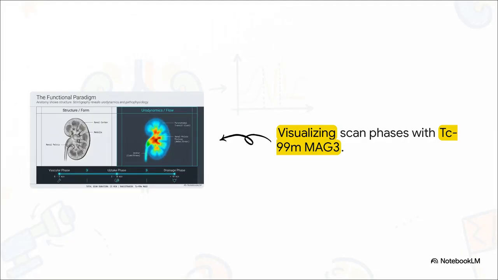This is a great look at how a typical 25-minute scan unfolds using the radiotracer Tc99m MAG3. We track this tracer through 3 distinct phases. First up, you've got a quick 2-minute vascular phase as the blood arrives. Then we see parenchymal transit during the uptake phase. And finally, the drainage phase, as the tracer pools in the renal pelvis and flushes out. It's literally a living process unfolding right there on the screen.